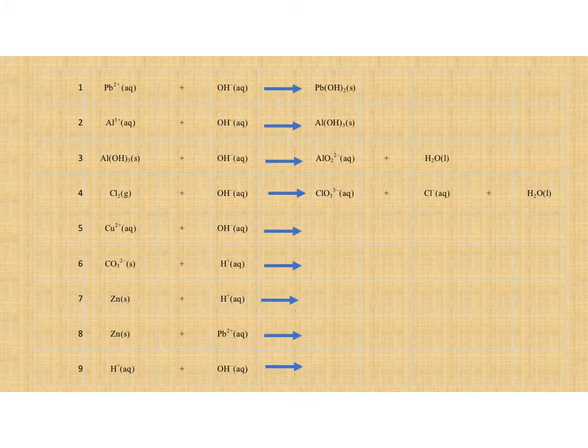So for these questions, 1 to 9, the first 4 have been completed but need to be balanced. And then 5 to 9, you need to complete the products and also balance them as well.